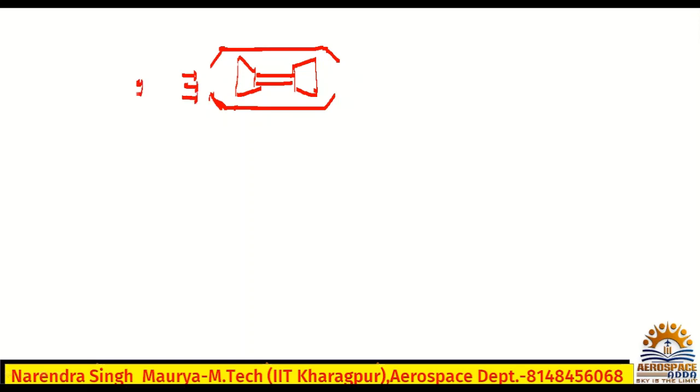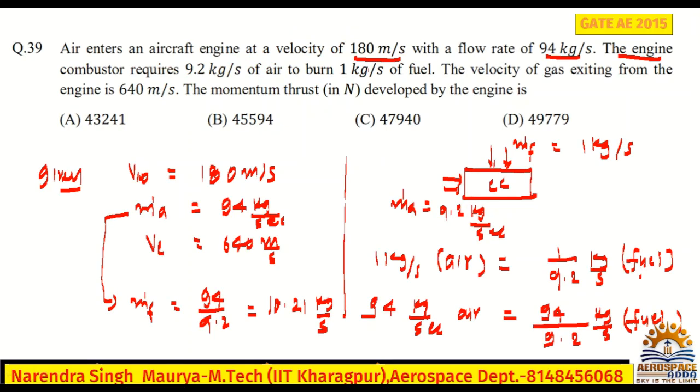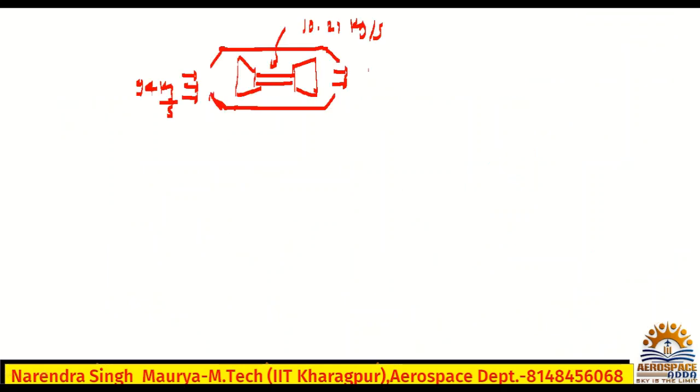So here 94 kg per second of air is what we are supplying, so here fuel must be 10.21 kg per second. What is the exit? How much is it given? Check. It is given 640, I think. 640 meter per second. All right. And the velocity of the air they have given, how much? Entering 180 meter per second.